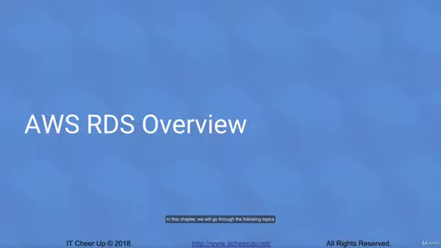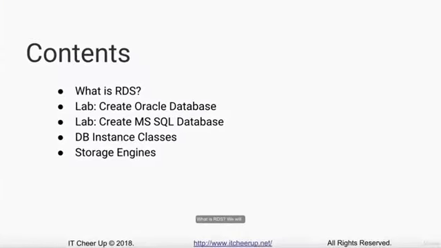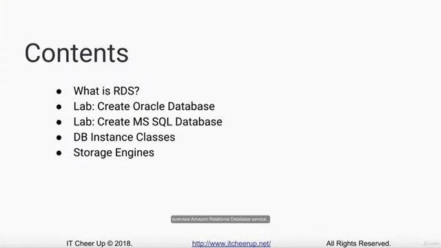In this chapter, we will go through the following topics. What is RDS? We will overview Amazon Relational Database Service. Then we will do 2 laboratories to get familiar with RDS. We will create Oracle Database and MS SQL Database. Run some simple queries on these databases.